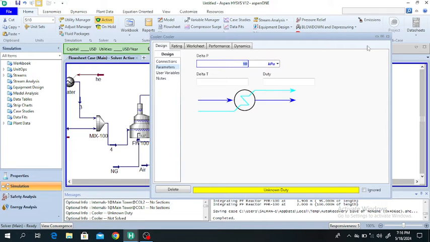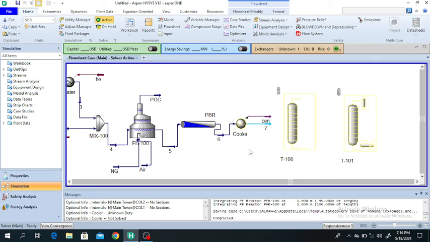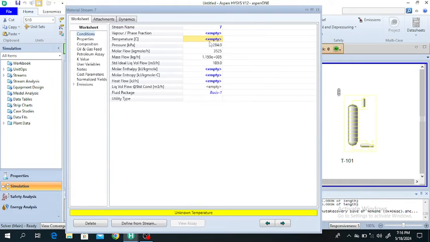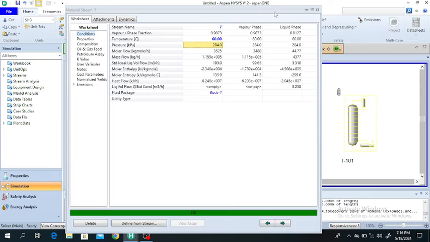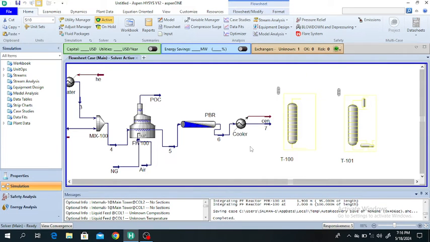Unknown duty. What is the duty of the cooler? So we want to decrease the temperature of this stream from 1115 to, suppose, 60 degrees centigrade. Just assume 60 degrees centigrade. Okay. So here is the cooler duty. The cooler duty is 1.373 multiplied by 10 raised to the power 8 kilojoule per hour, and the delta T and pressure drop value are also calculated by Aspen HYSYS. So this is the cooler energy. Okay.